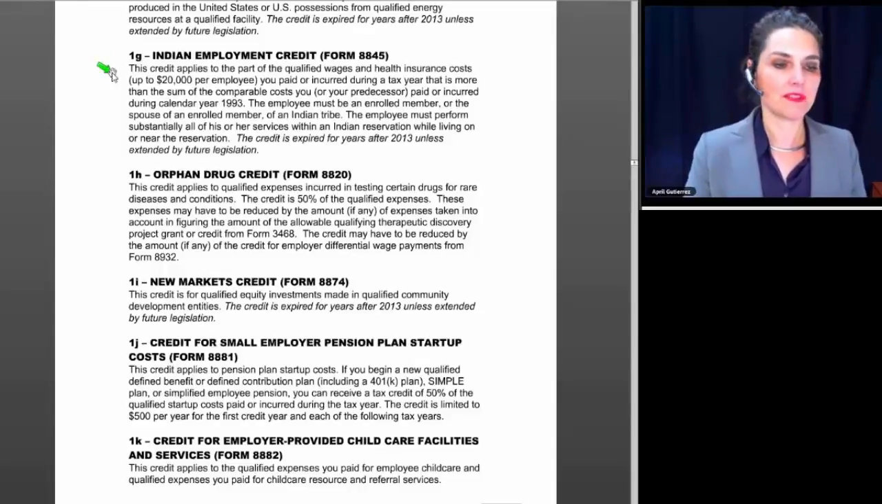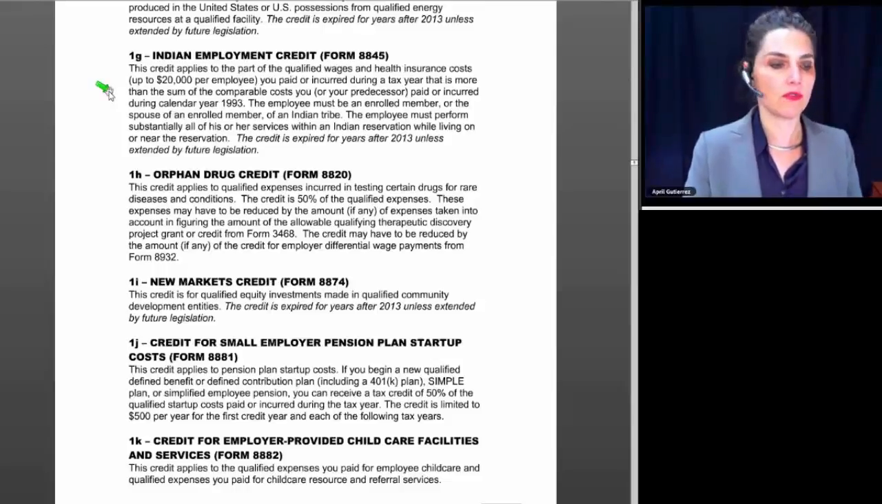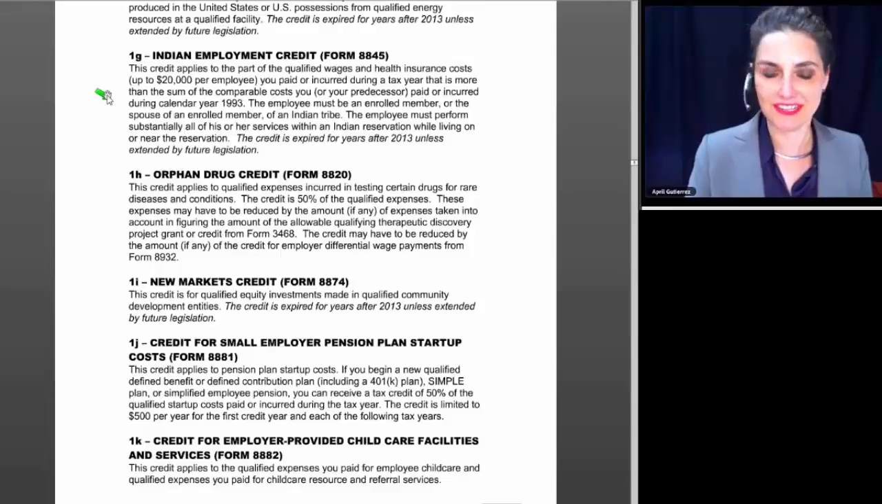The credit applies to the part of qualified wages and health insurance costs up to $20,000 per employee that you incurred during a year that is more than the sum of the comparable costs you or your predecessor paid or incurred during calendar year 1993.